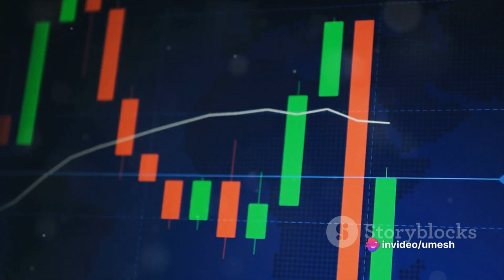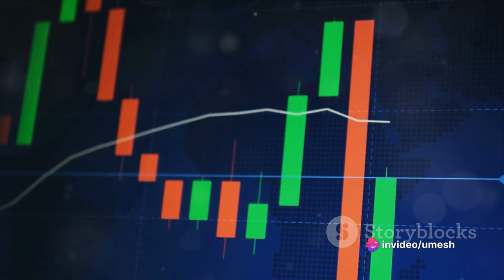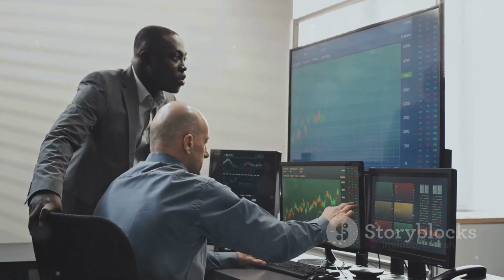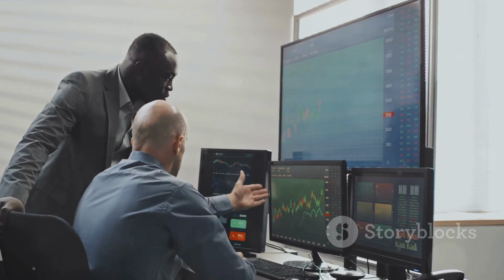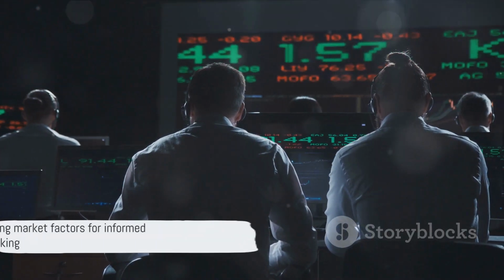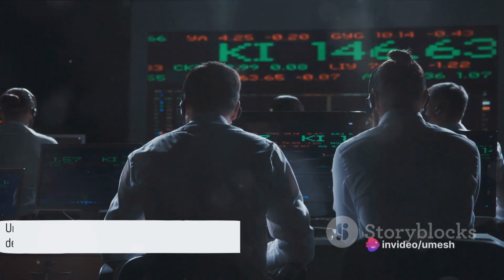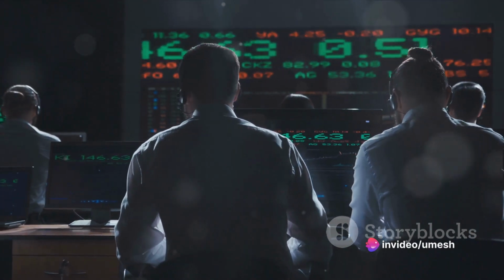Implied volatility reflects market expectations. A high implied volatility suggests larger potential price swings, influencing option prices. Understanding these factors helps you make informed decisions based on your risk tolerance and market outlook.